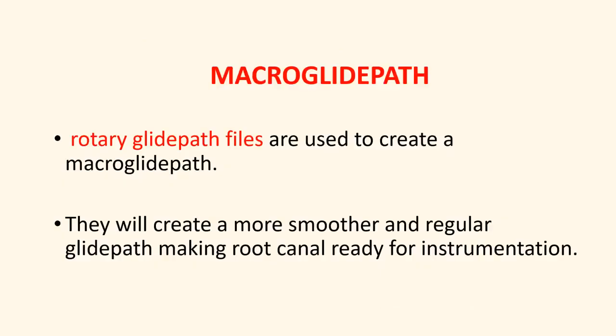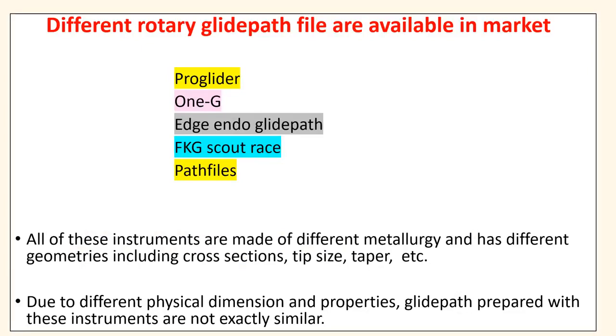Macro glide path. Now, rotary glide path files can be used to create a macro glide path. They will create a smoother and more regular glide path, making the root canal ready for instrumentation. Different rotary glide path files are available in the market, like ProGlider, 1G, Edge Endo glide path, Scout Race and Path files. All of these instruments are made of different metallurgy and have different geometries, including cross sections, tip size, taper, etc. Due to the different physical dimensions and properties, the glide paths prepared with these instruments are not exactly similar.